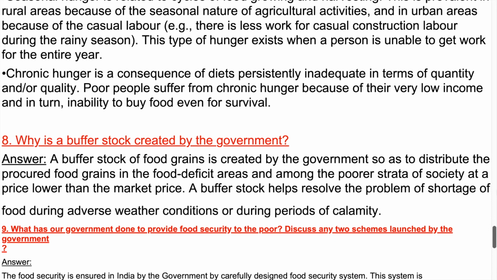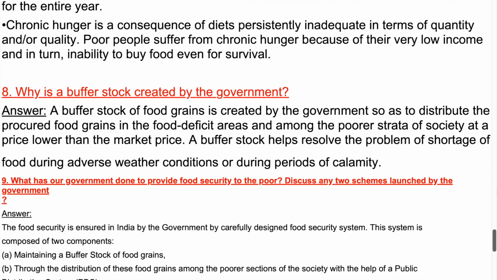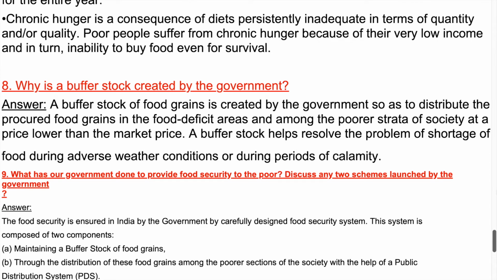8. Why is a buffer stock created by the government? Answer. A buffer stock of food grains is created by the government so as to distribute the procured food grains in the food deficit areas and among the poorer strata of society at a price lower than the market price. A buffer stock helps resolve the problem of shortage of food during adverse weather conditions or during periods of calamity.